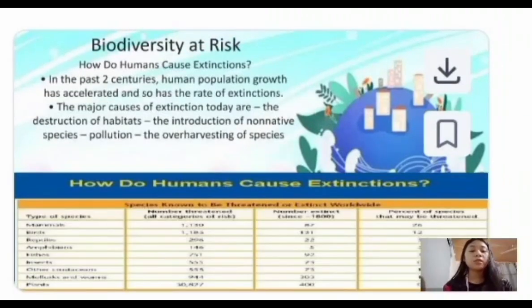So how do humans cause extinctions? In the past 2 centuries, human population growth has accelerated and so has the rate of extinction. The major causes of extinctions today are the destruction of habitats, the introduction of non-native species, and the over-harvesting of species. In the table below, you can see how humans cause extinctions.